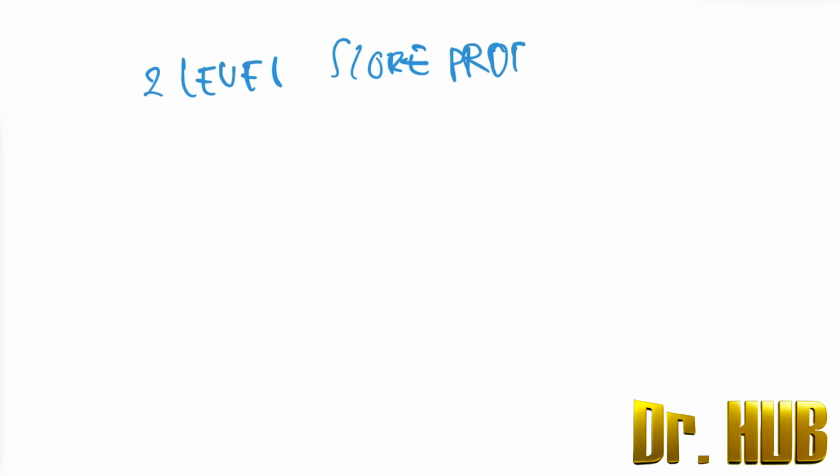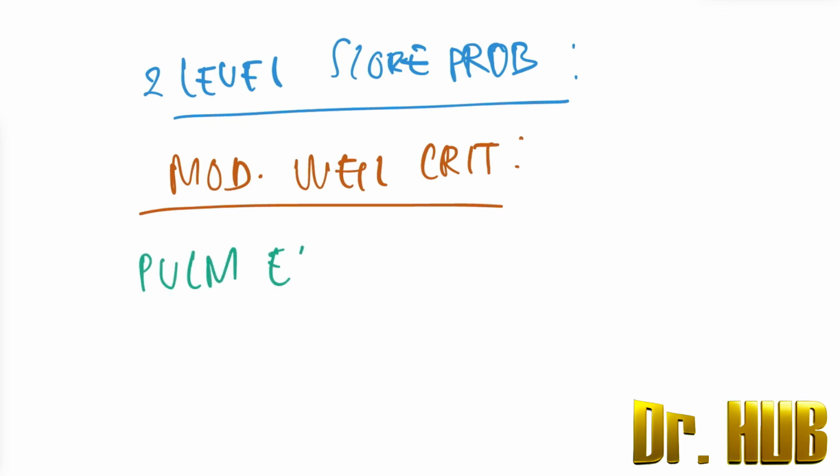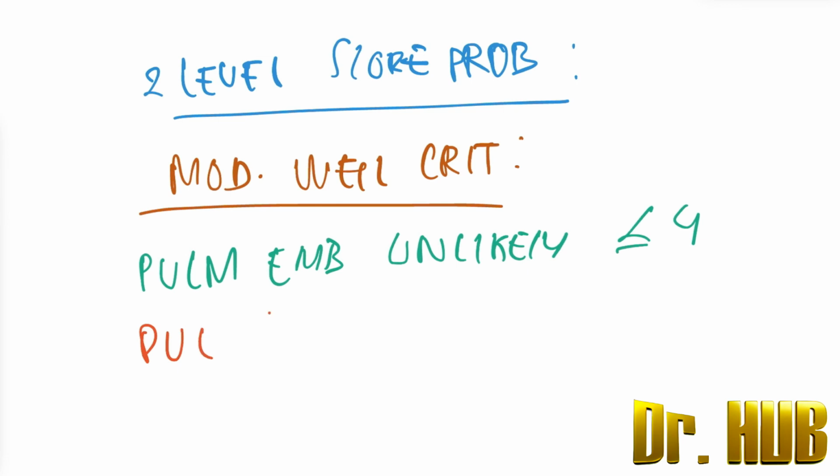Now let's move on to the 2-level score probability. Here we look at the modified Wells criteria. Pulmonary embolism is unlikely when the score is less than or equal to 4, and pulmonary embolism is likely when the score is greater than 4.